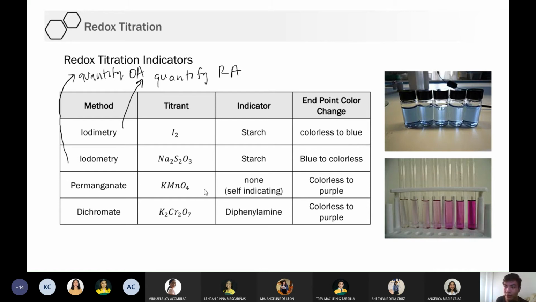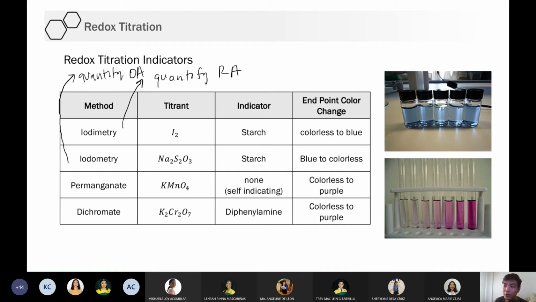Pag permanganate naman, this is KMnO4. We don't use any indicator here because permanganate is a colored solution. So ibig sabihin kukulay talaga yung solution mo. So, hindi na kami gumagamit ng indicator dyan.